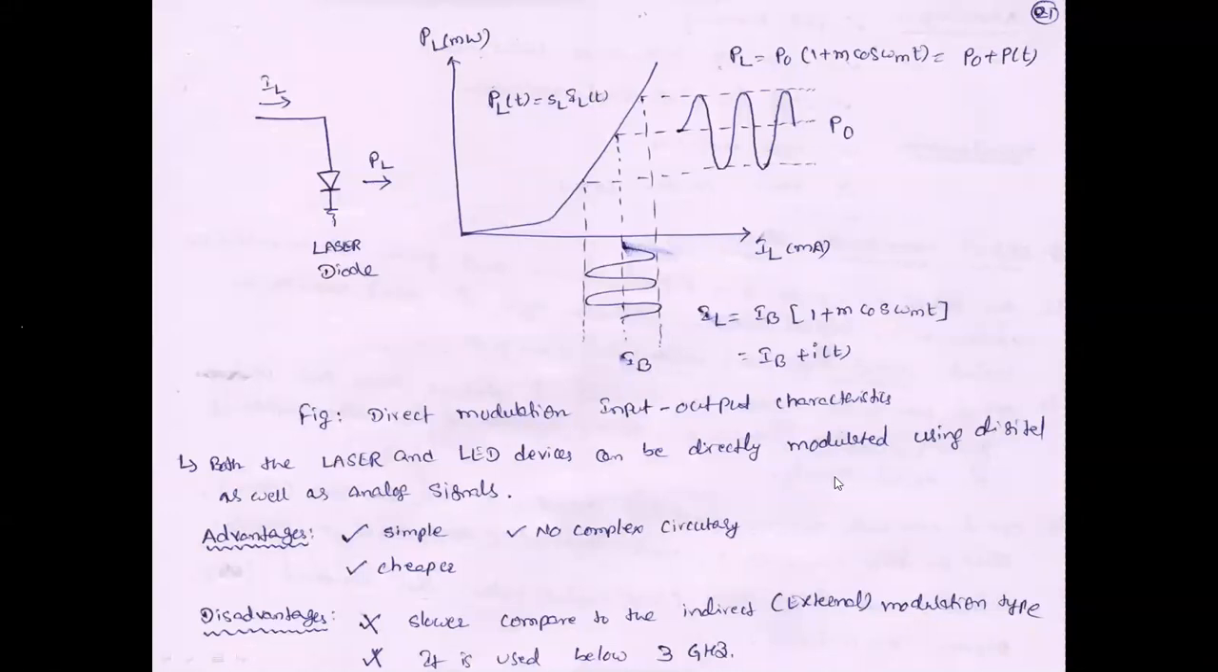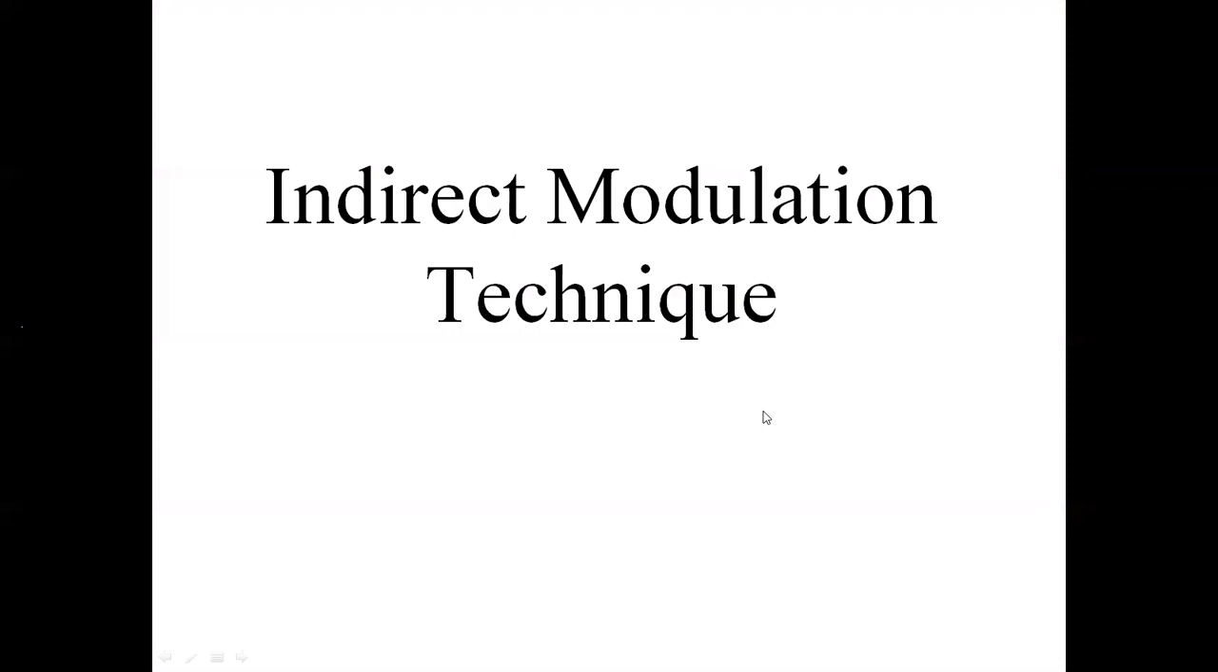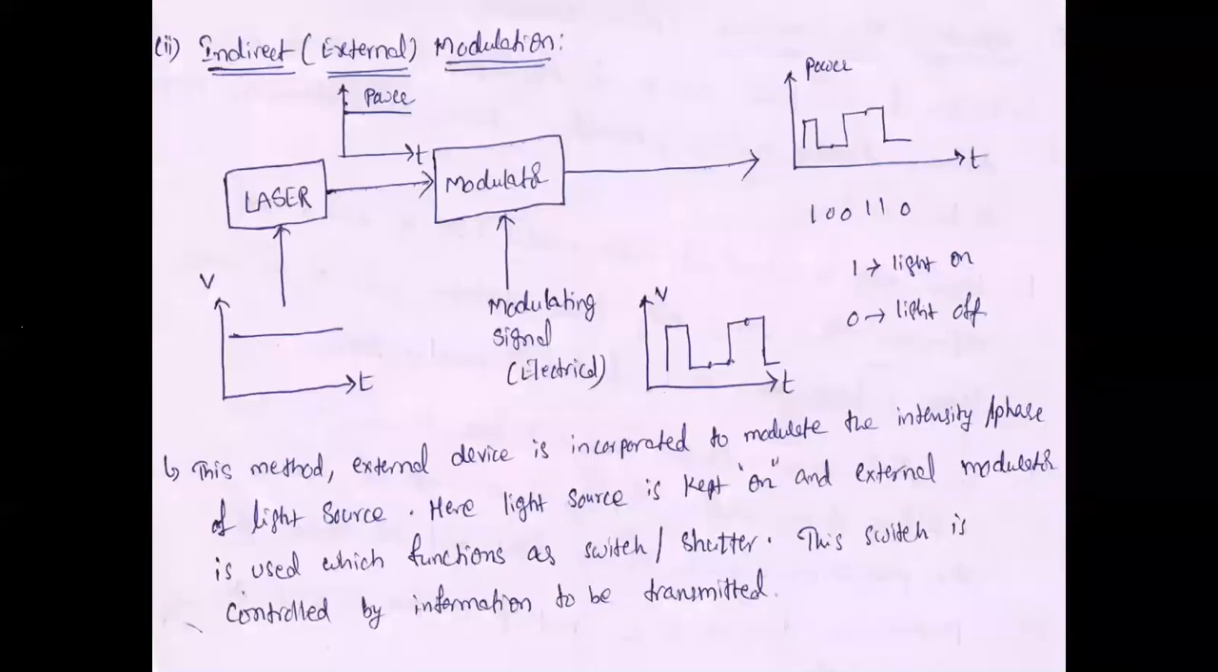Here is the indirect modulation technique. In this indirect modulation technique, the laser is continually on. By giving input as some electrical signal, that is total one only, then output is also one. That is, the laser is continuously on. Now we are giving the information to the modulator block. Whenever it is the positive half cycle, the output represents 1. Whenever it is the negative half cycle, it represents 0.